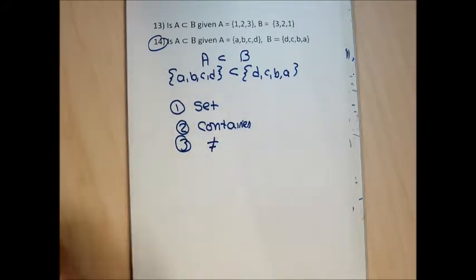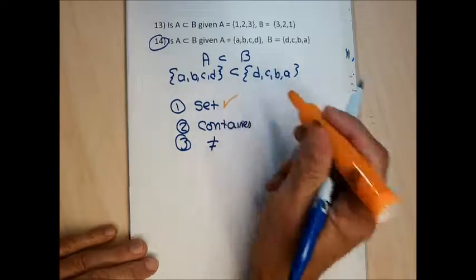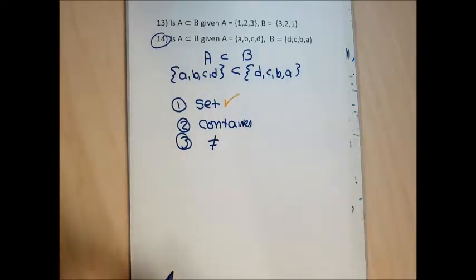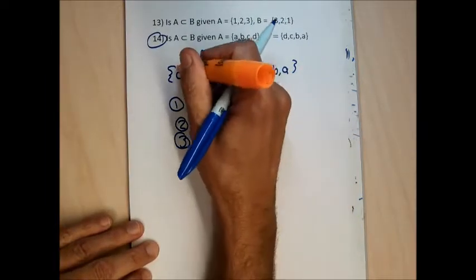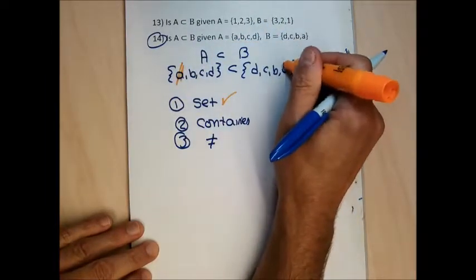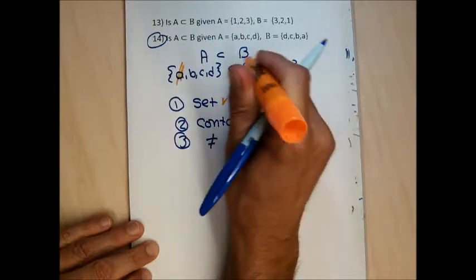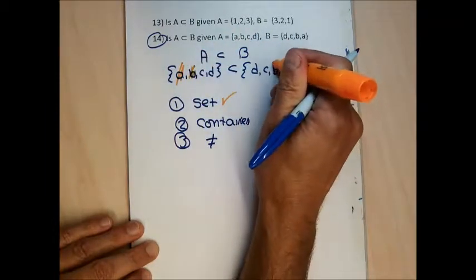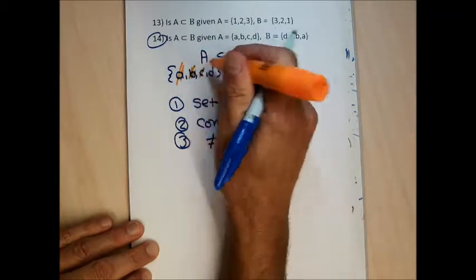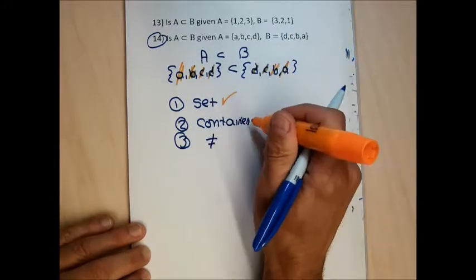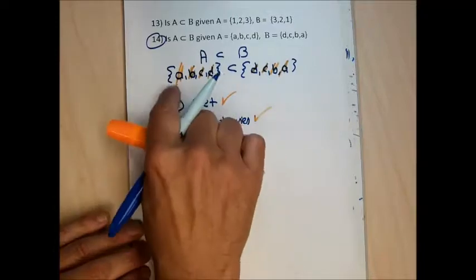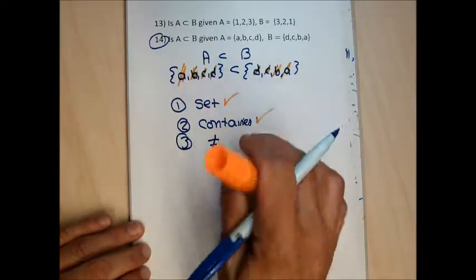So the first rule is satisfied because A is in set braces, it's a set. The second rule says every element in A needs to be an element of B. Well, the 4 elements: A is in A, it's in B. B is in A, B is also in B. C is in A, C is also in B. D is in A, D is also in B. It's also contained because every element of A is also in B.